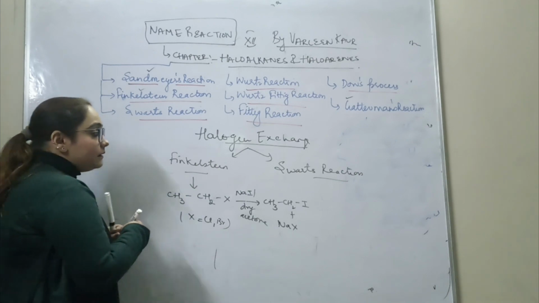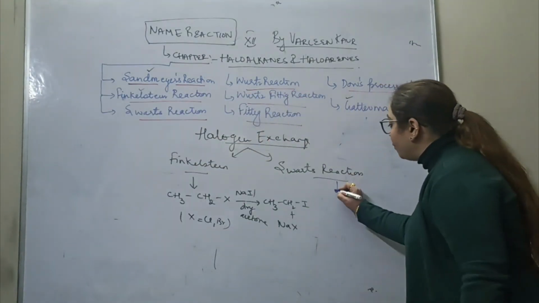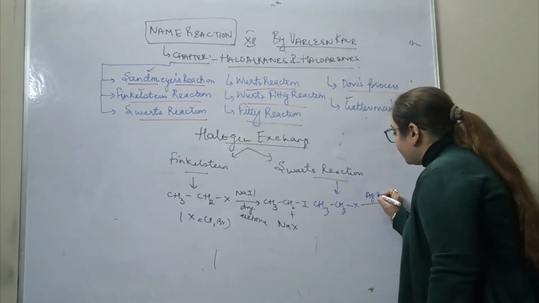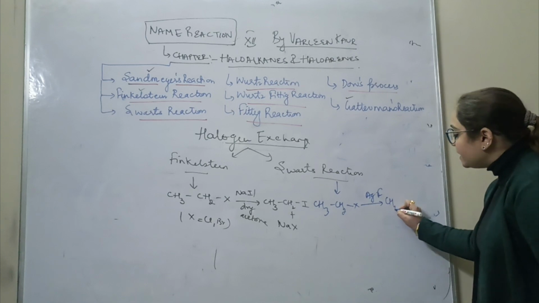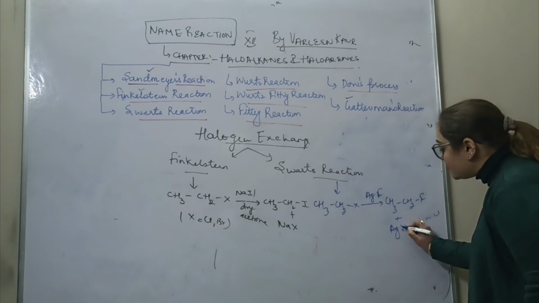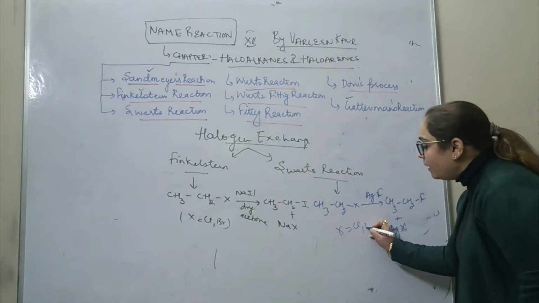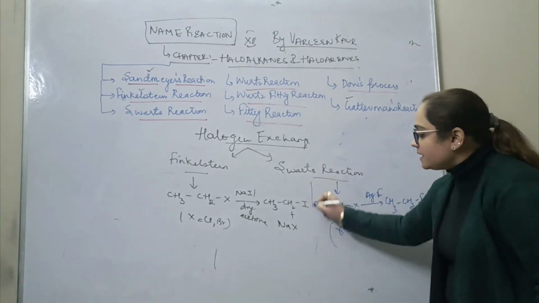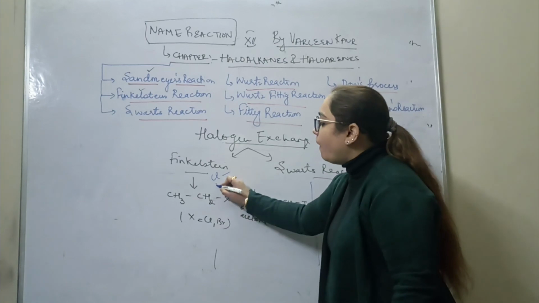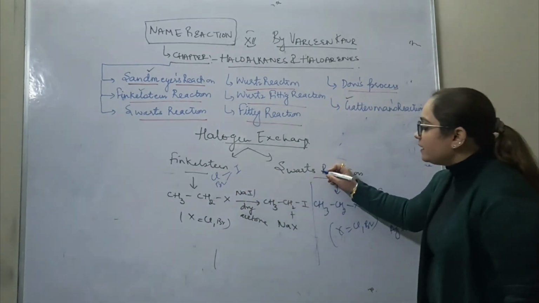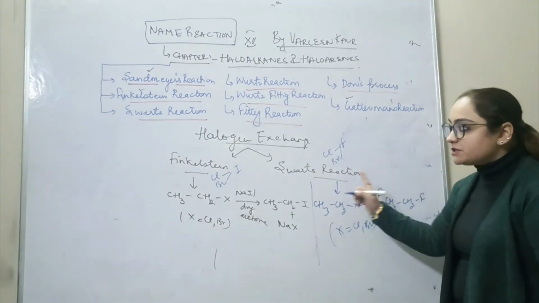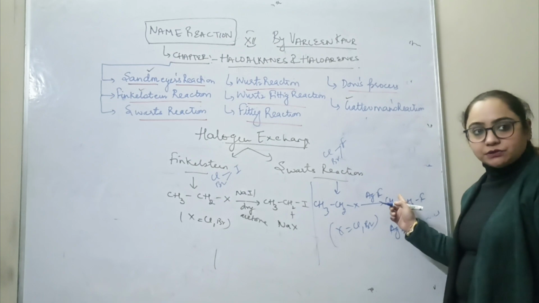And similarly, the Swarts reaction is for fluoro. CH3CH2X. If I take AgF here, what happened? It will form CH3CH2F, and AgX will be removed. This X again may be Cl or Br. This is Finkelstein, and this is the Swarts reaction. Finkelstein changes Cl or Br to I, and the Swarts reaction changes Br or Cl to F. This is the main difference between the Finkelstein and Swarts reactions.